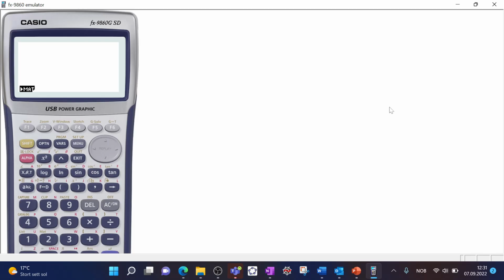Right. We'll have a look at how we can find the inverse of a matrix on the Casio calculator. So let's start with an example. If we want to find the inverse of this matrix here. This is also example 4 in the textbook, page 386. So we have a 3 by 3 matrix, and we want to find its inverse.